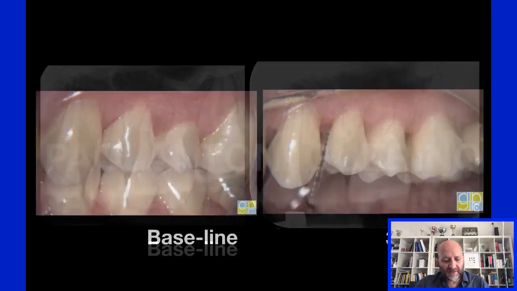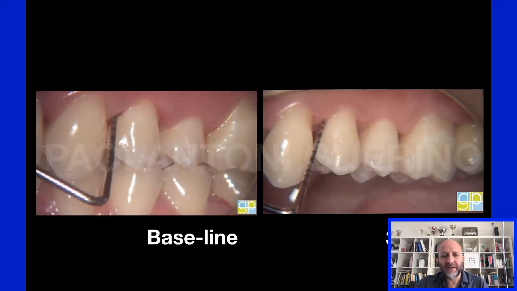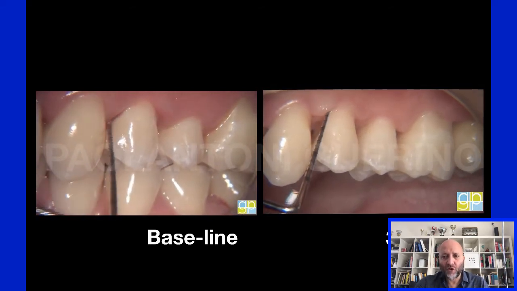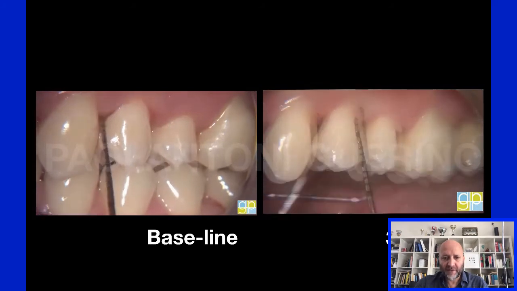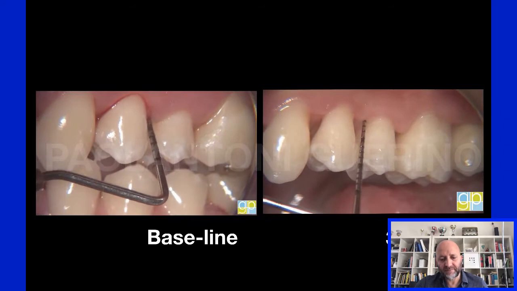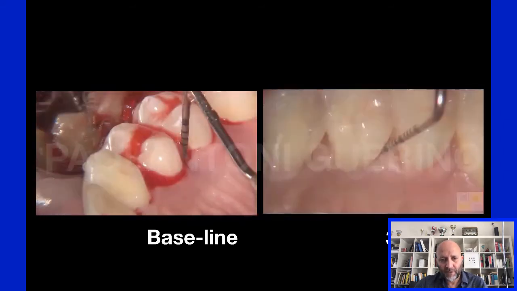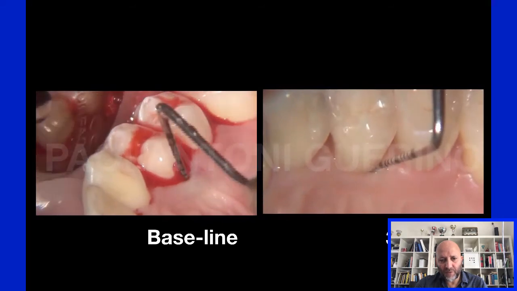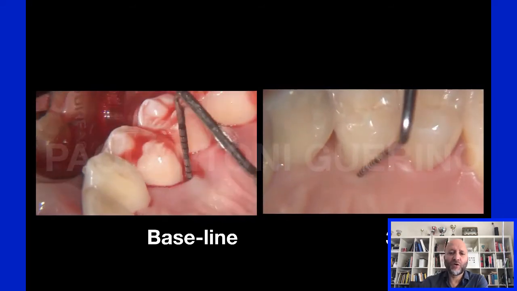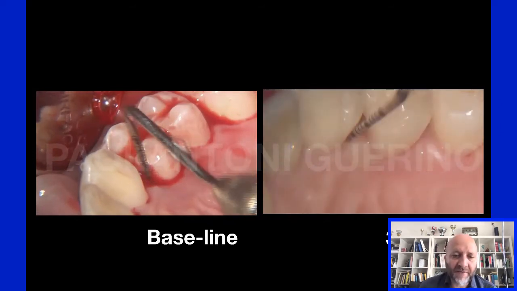On the left side, we can observe the difference between the beginning and the end of non-surgical treatment. This is the buccal aspect and the lingual aspect. We can see the different state of health of tissue. Very complex periodontal disease on the left side, and the resolution of the clinical aspect on the right side.